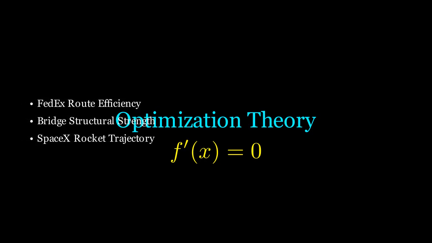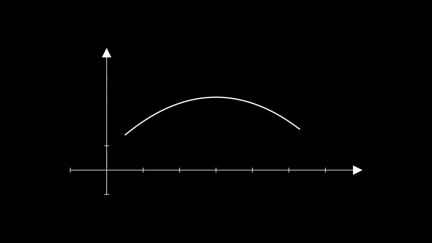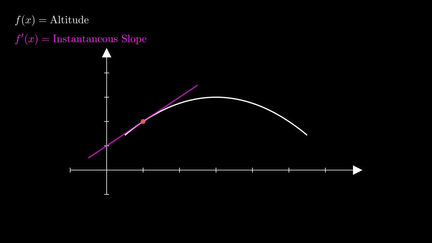Today, we will demystify why f prime of x equals 0 is the magic key to finding the maximum of a function. To understand optimization, we first need to visualize what a derivative actually is. Imagine you are hiking up a mountain. Your position is x, and your altitude is f of x. The derivative f prime of x is simply your instantaneous slope. If f prime of x is 5, you're climbing steeply. If it's -2, you're descending. Mathematically, the derivative represents the rate of change.